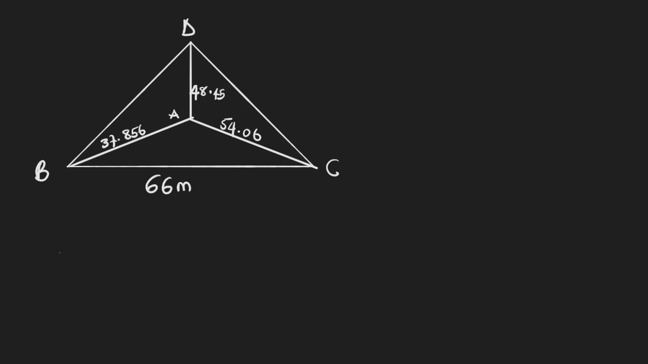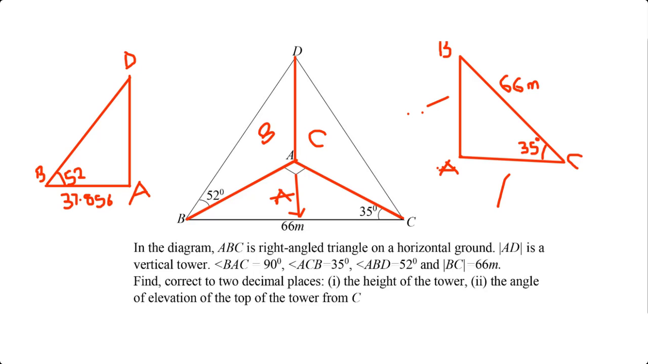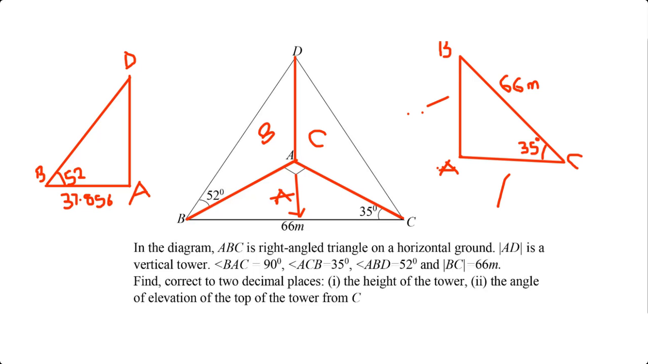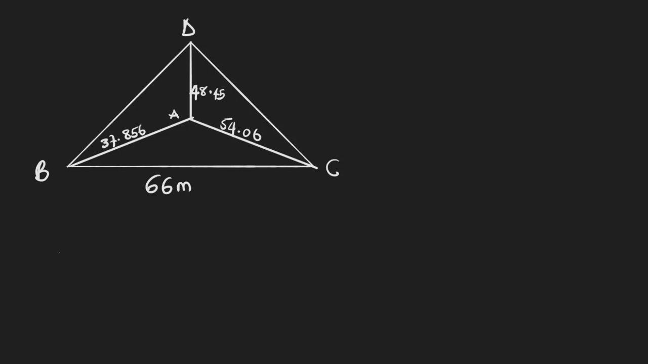The next thing is to calculate the angle of elevation. The question says we should calculate the angle of elevation of the top of the towers from C. That means our point of focus is going to be this C, right? So how are we going to do it? We are going to use what we've already calculated to get what we want. Let's bring out the triangle C, which will help us. We're going to have something like this.